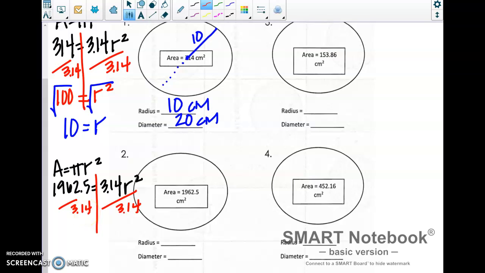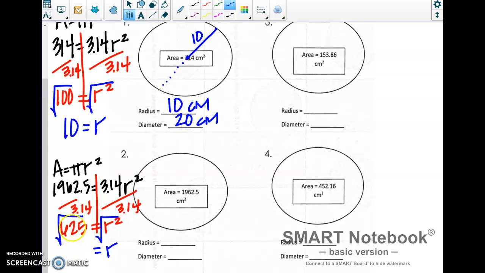In your calculator, 1,962.5 divided by pi gives us 625. So 625 equals the radius squared. Again, that's not the radius. I have to get rid of that squared. To unsquare a number, we take the square root. Whatever you do to one side, you do to the other. Taking the square root of r squared leaves me with r, which is what I want.